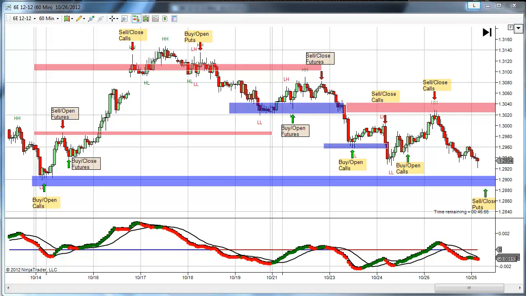This chart shows a summary of our trading activity on the Euro contract for the last couple of weeks, starting on about October the 14th. And this is exactly the chart that you'll see in the trading room. And on this chart, the first thing that you should recognize is that I've highlighted areas of support and resistance.